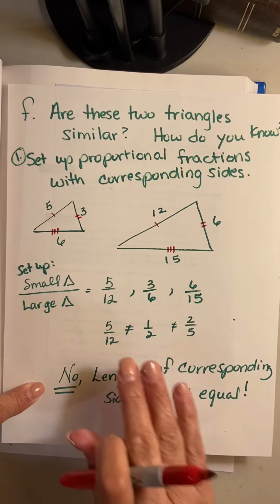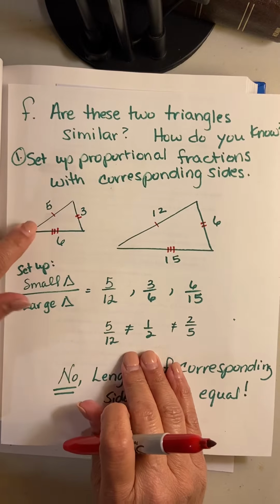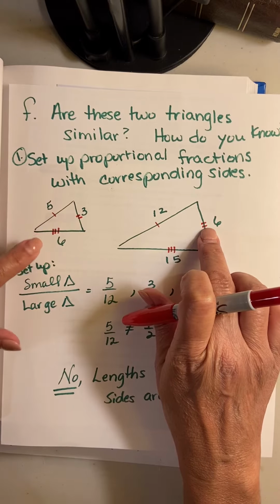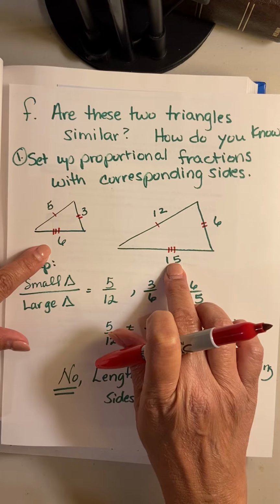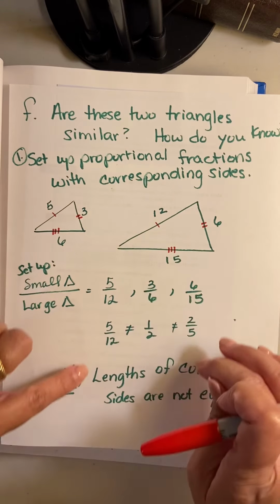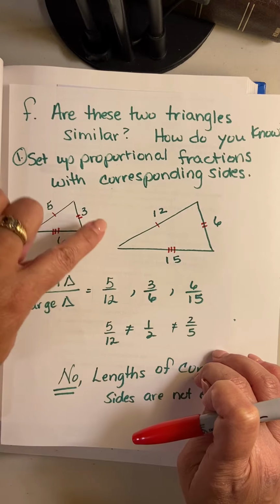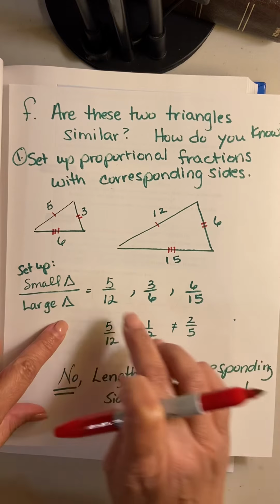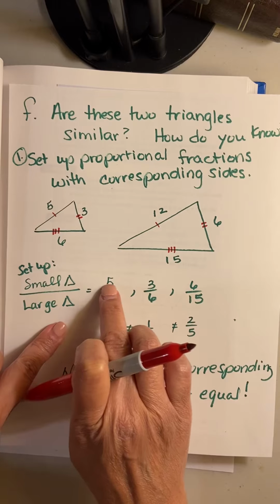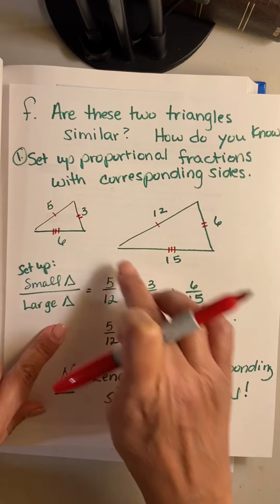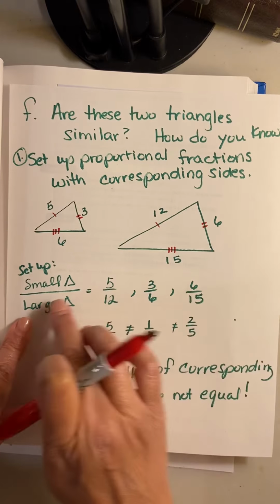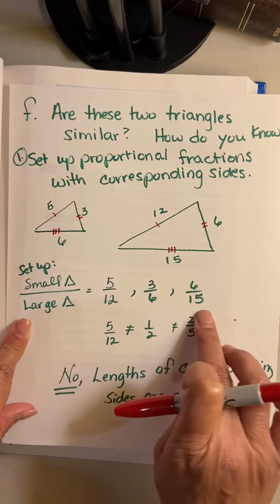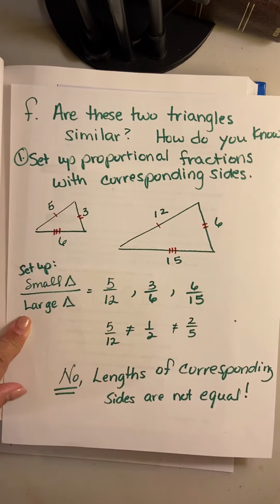So this is very important. When I can take 2 corresponding sides and make a fraction, then get another set of corresponding sides and make a fraction, and the other set as well, those fractions have to be equal for these to be similar. Please take note that all the side lengths of the small triangle I put in the numerator, and the side lengths for the large triangle are all in the denominator, and that's important.